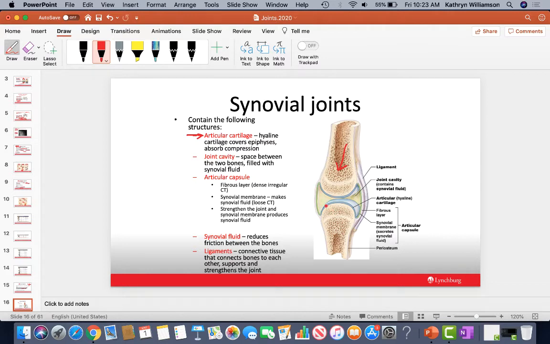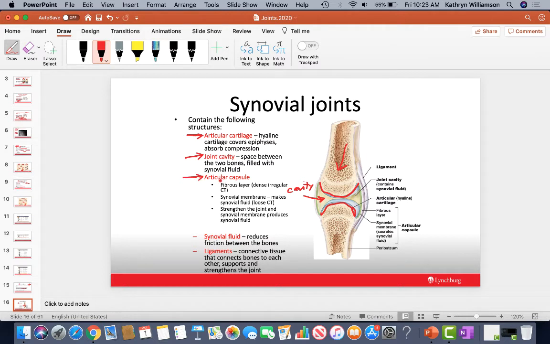What we see here, lining the ends of the bone, is articular cartilage, hyaline cartilage. We have the joint cavity that is part of synovial joints. That's basically the space between the two bones. You've got some space there, so that's going to be the joint cavity.